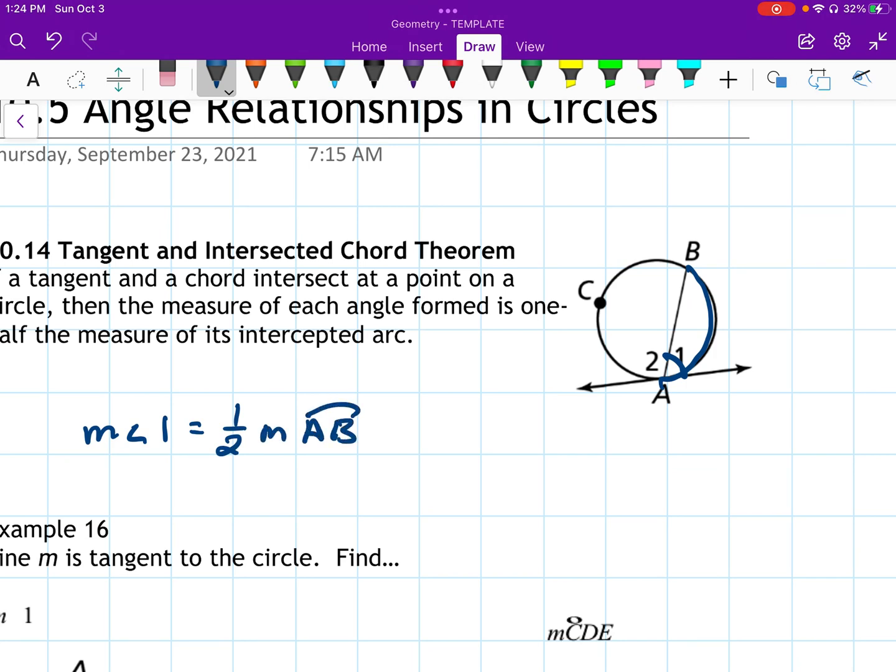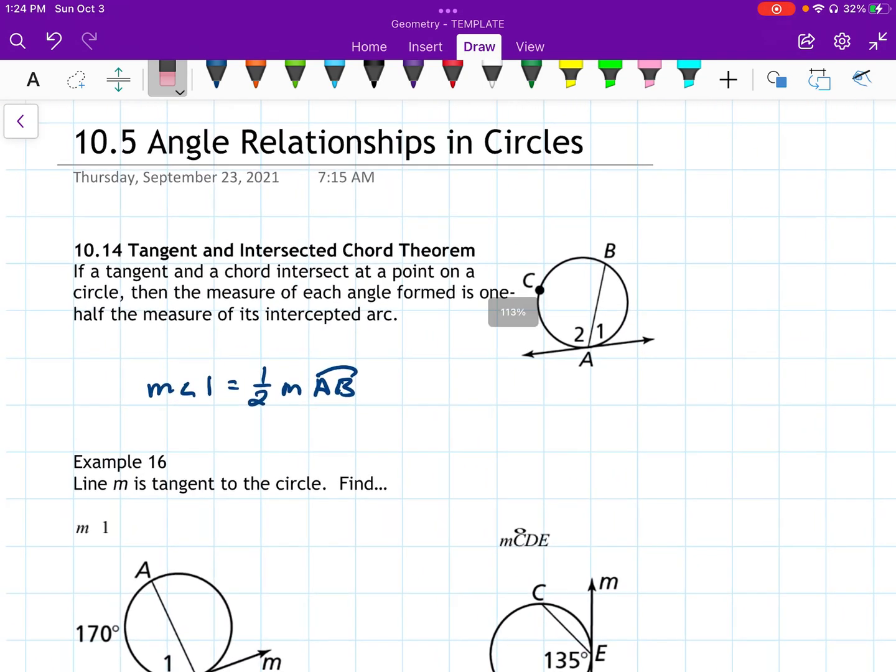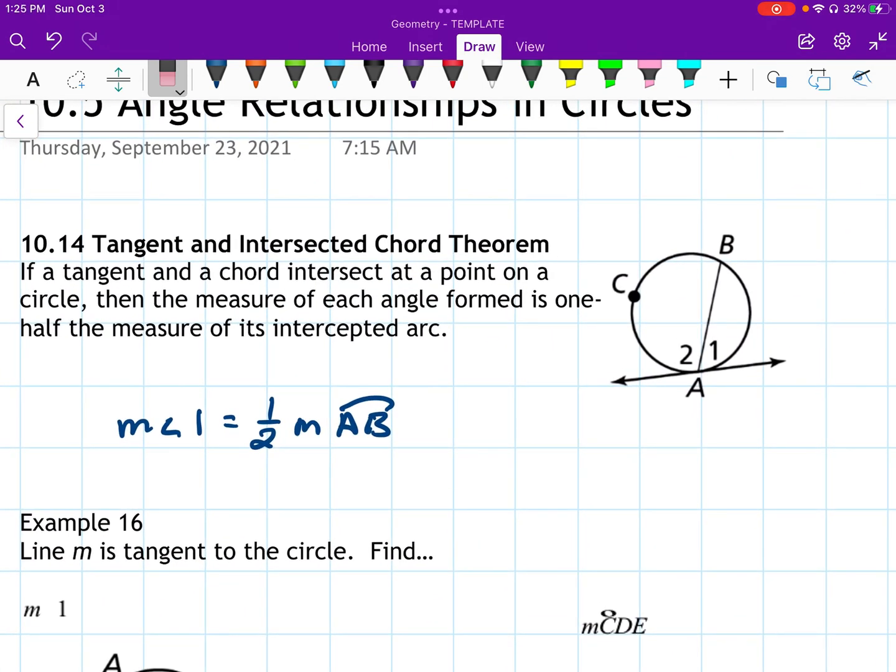AB. Okay, this is using inscribed angle rules, right? It's a little bit different than an inscribed angle, but it's still using the same rule. It's an angle whose vertex is on the circle.